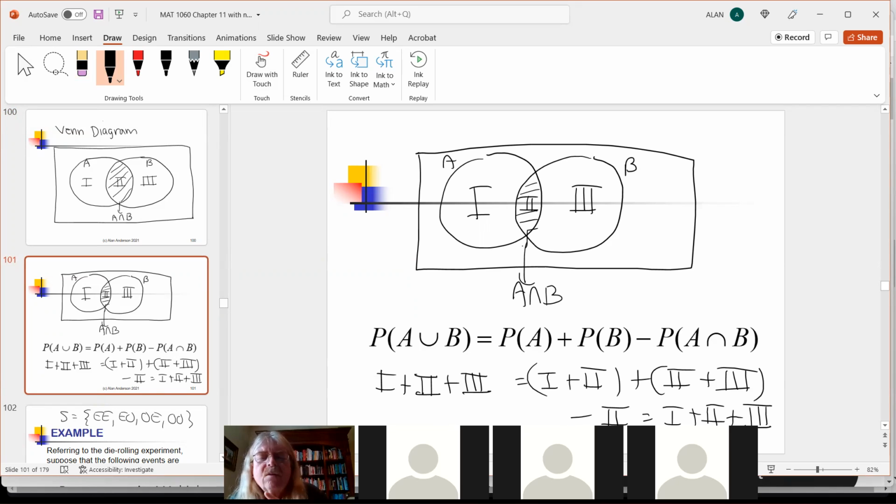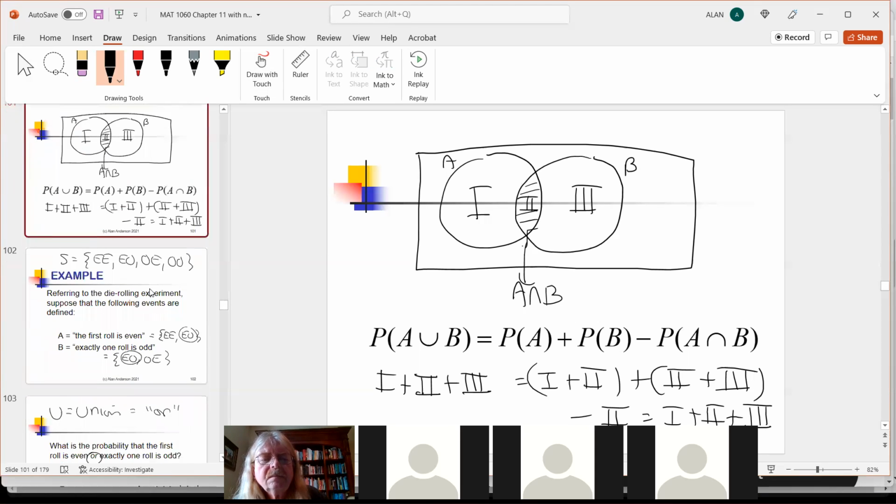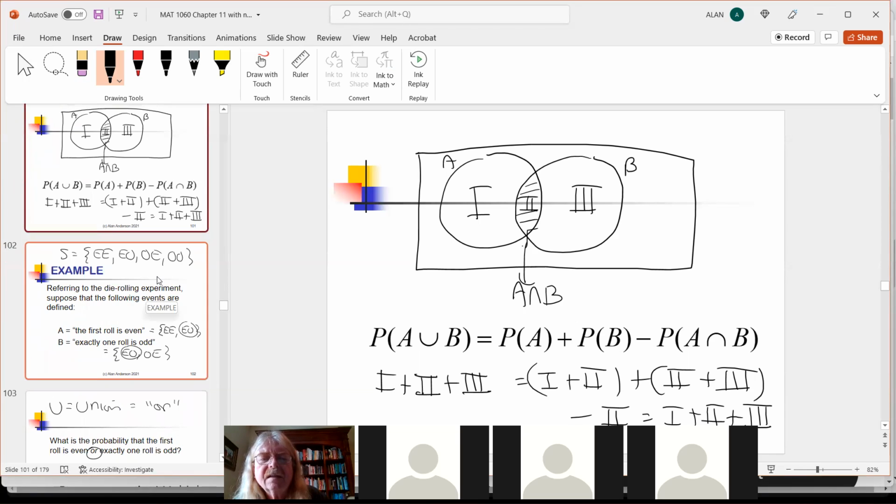All right, now we're going to go back to our die rolling experiment, and we're going to assume that we're back to the normal dice that have 6 sides on them, which means that even and odd are equally likely. So our sample space consists of EE, EO, OE, and OO. Now, again, each one is equally likely.